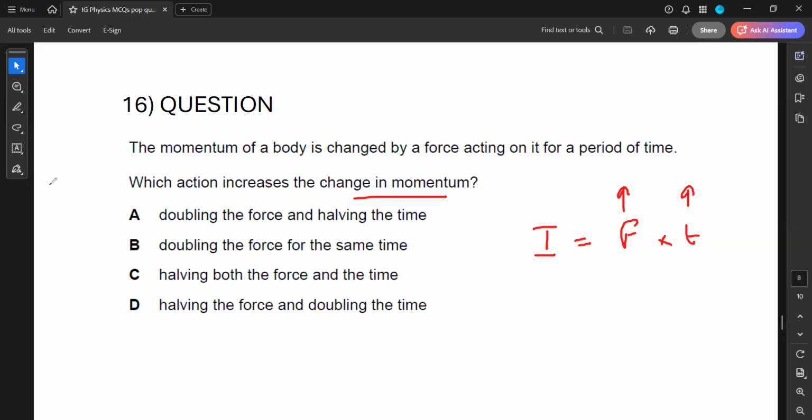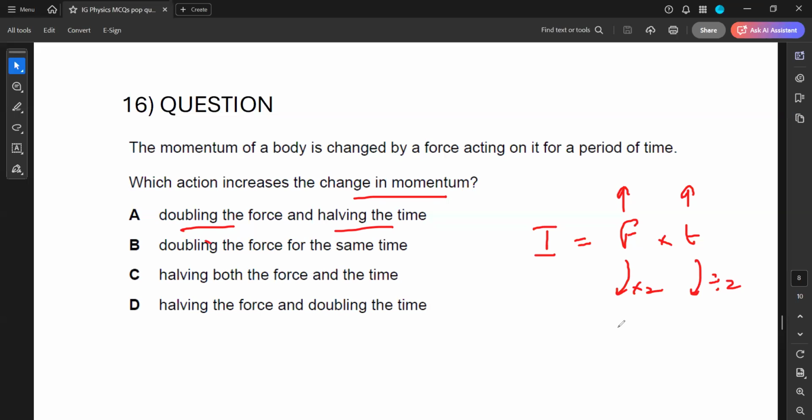If I double the force and halve the time, like multiplying this by 2 and dividing this by 2, will it affect the impulse? No, it won't affect the impulse, because one is multiplied and one is divided.